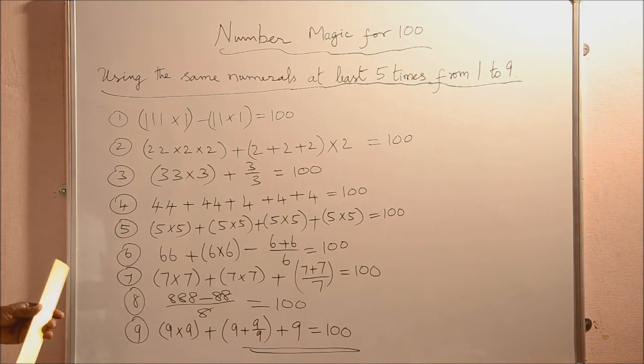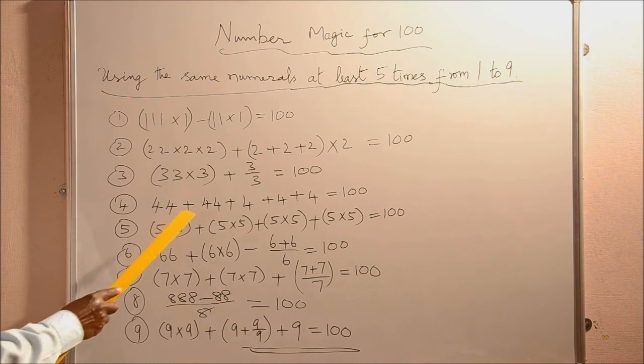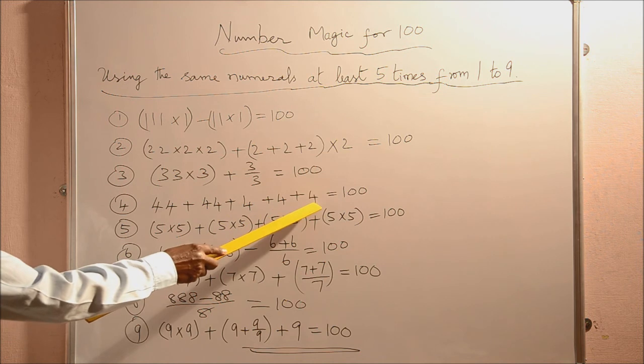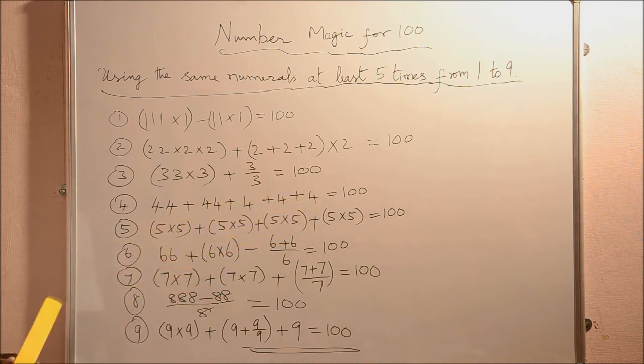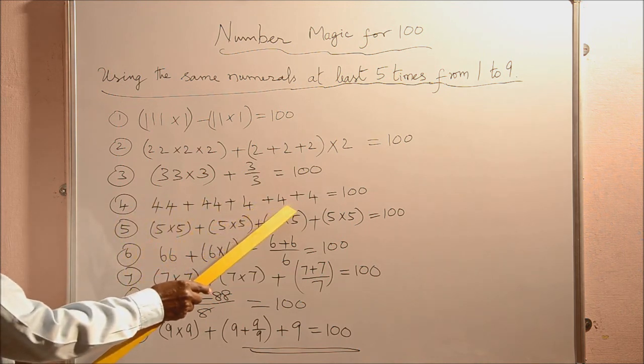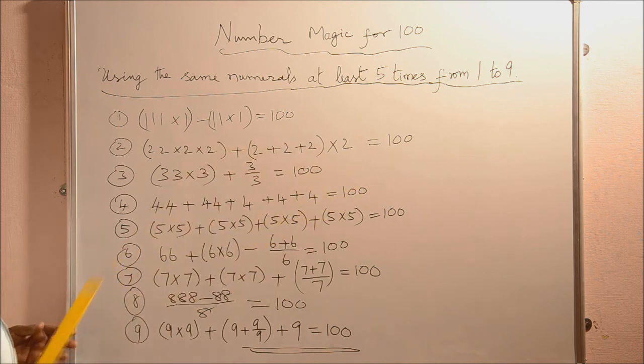Very simple. Now, coming to the fourth example, we are using only 4 here. 44 plus 44 plus 4 plus 4 plus 4. Adding together, you will get 100. Let us see. 44 plus 44, 88. 88 plus 4, 92. 92 plus 4, 96. Plus 4, 100.